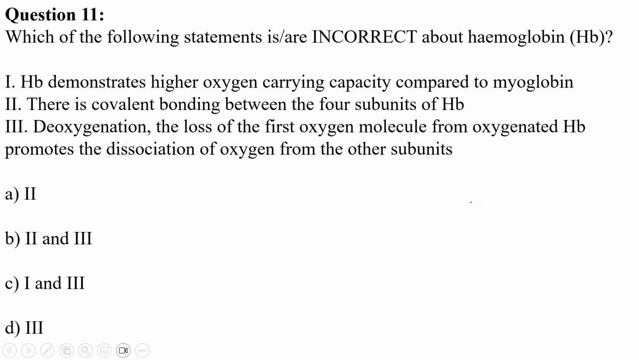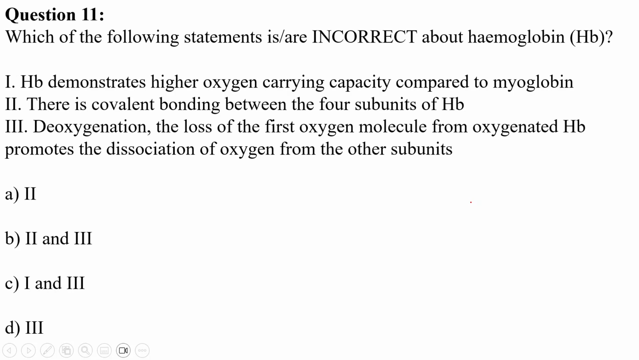Moving to the next question, question number 11. Which of the following statements is or are incorrect about hemoglobin? First statement: hemoglobin demonstrates higher oxygen carrying capacity compared to myoglobin. Second: there is a covalent bonding between the 4 subunits of hemoglobin. Third: deoxygenation, that is the loss of the first oxygen molecule from oxygenated hemoglobin, promotes the dissociation of oxygen from the other subunits. Okay, so which of the following statements is incorrect about hemoglobin?